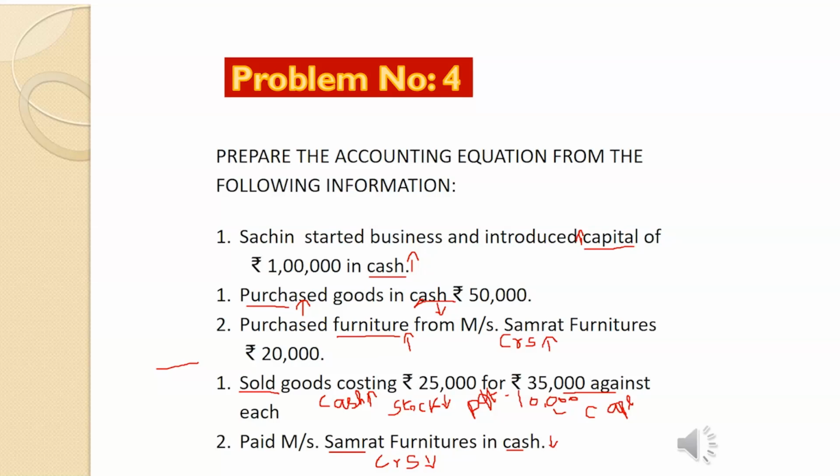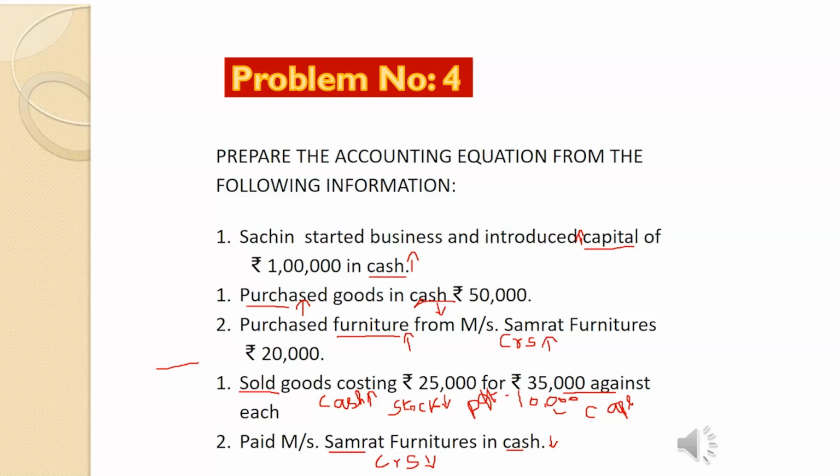Okay, Sachin started business and introduced capital rupees 1 lakh in cash. The amount of capital increases and cash also increases. Purchase goods in cash. Here purchase stock will be increased and cash is decreased. Then purchased furniture from Samrat Furnitures rupees 20,000. Furniture is also increased. Then purchased on credit basis, so creditors also increased.